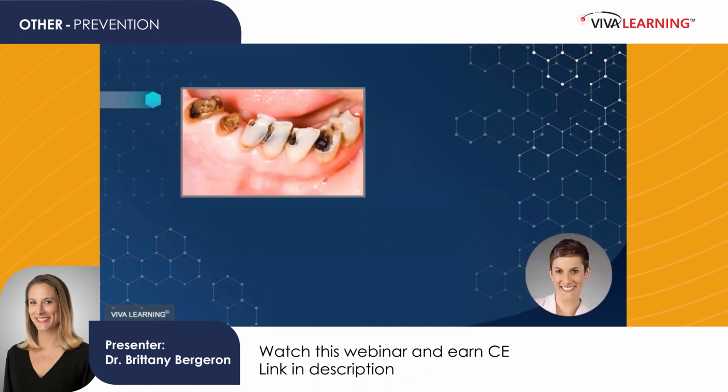What about this patient? Looks like they could maybe have a history of drug use. Looks like they're missing a couple of crowns or posterior restorations. Certainly significant caries here, deep decay down to the gingival margin.